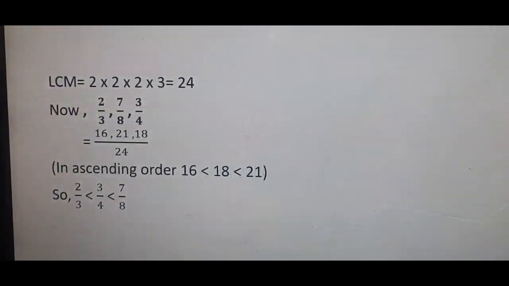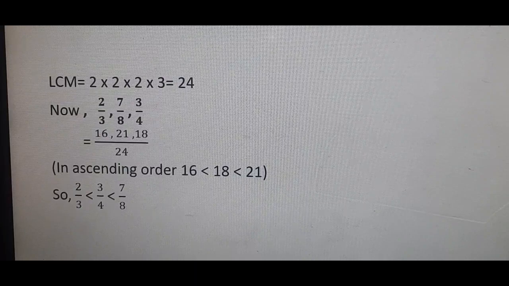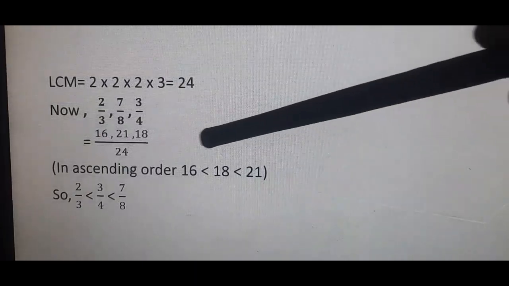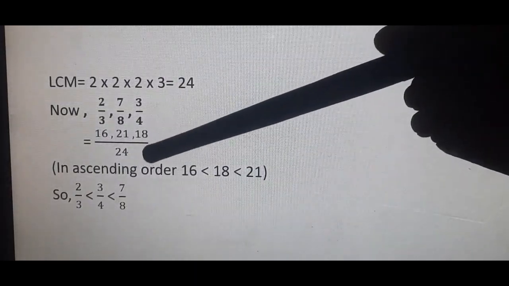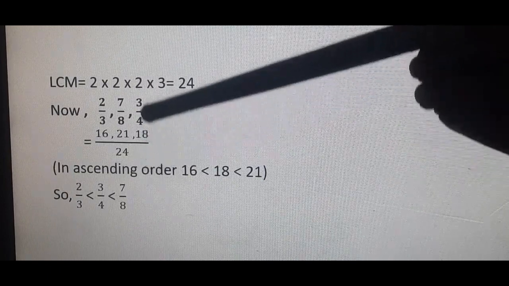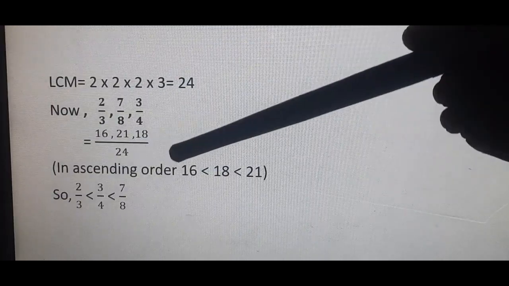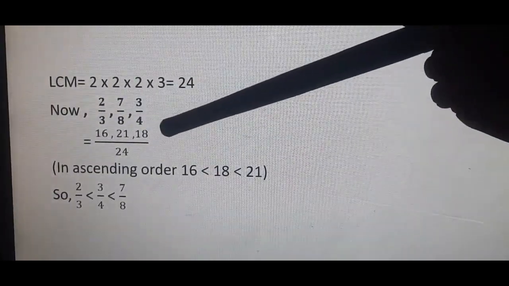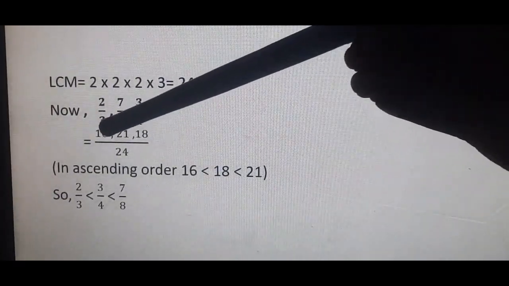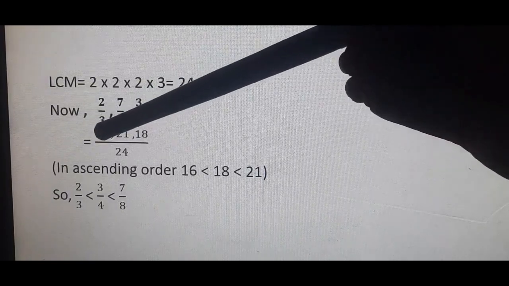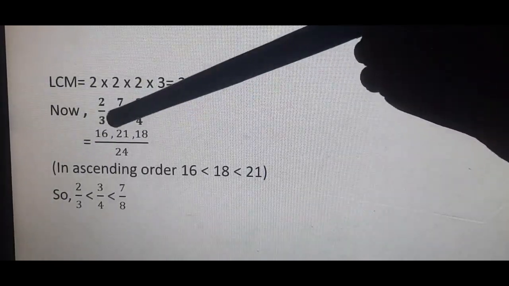As the sum is to be arranged in ascending order, it is not add or subtract, so we will write commas only. 24 divided by 4 will give the quotient 6. 6 3s are 18. Now check these numerators. Denominator is same, so we will check numerators. 16 is the smallest one. The next is 18 and next is 21.